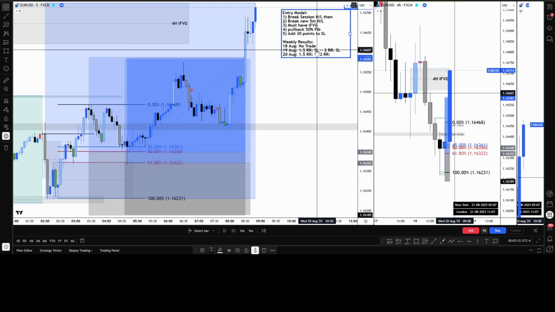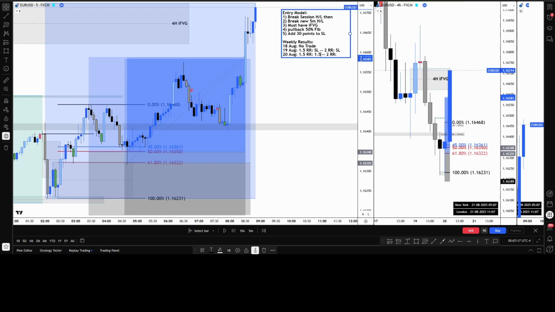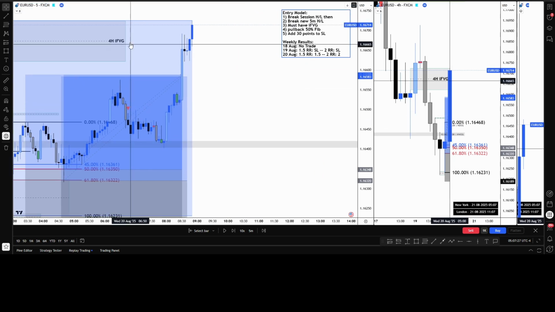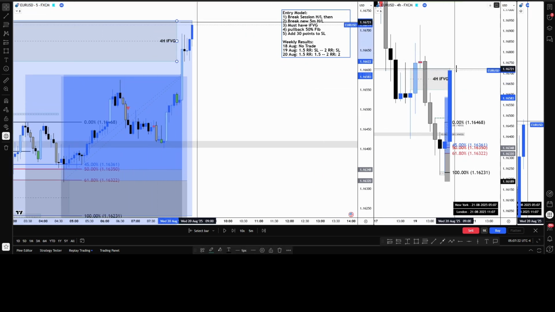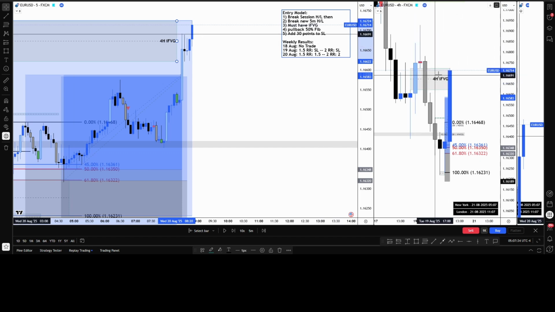Alright, so we have our 1.5 here. And we have our 2 here. So currently it's basically a profitable week. Well done. Let's move forward. Price hit the 4-hour IFVG resistance area, as well as this order block.